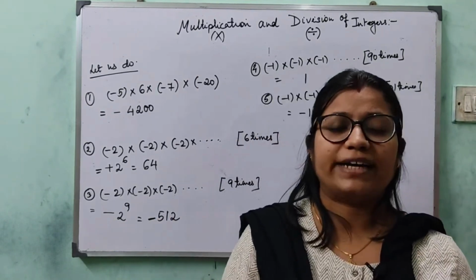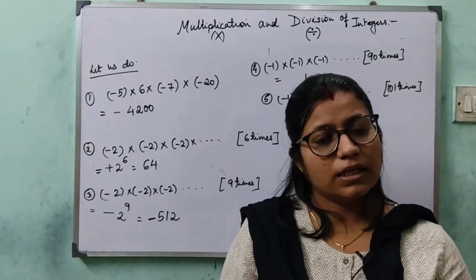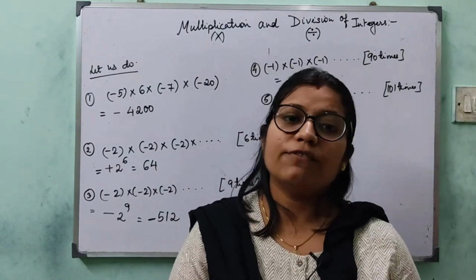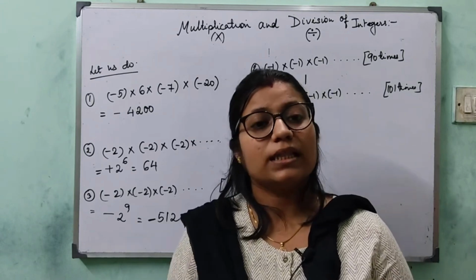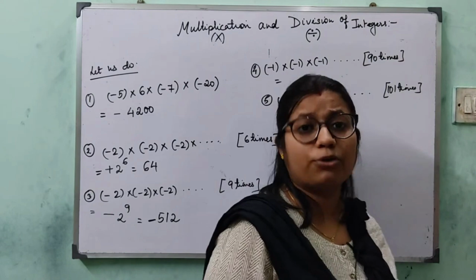So count the number of negative integers involved. If it's an odd number of negative integers involved in the product, then the product will have a minus sign. For odd, it's minus, and if there are an even number of negative integers present in the product, then you will always have a positive sign in the product.